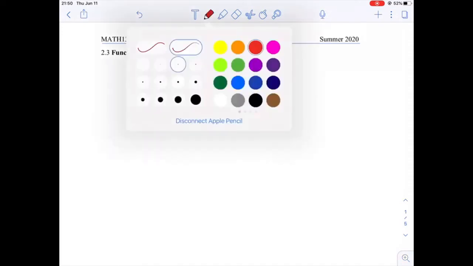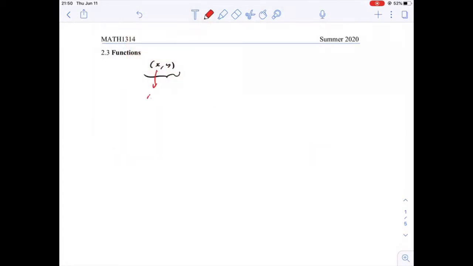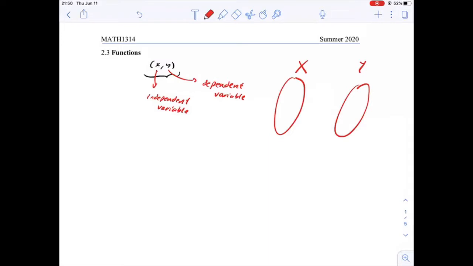This variable is called the independent variable, and this variable here, y, is the dependent variable. So we imagine that we have two sets, x and y, and there are some elements of x here and some elements of y here, and we have some relation between these elements. So this is called in general a relation between x and y, and this relation can be represented as ordered pairs.